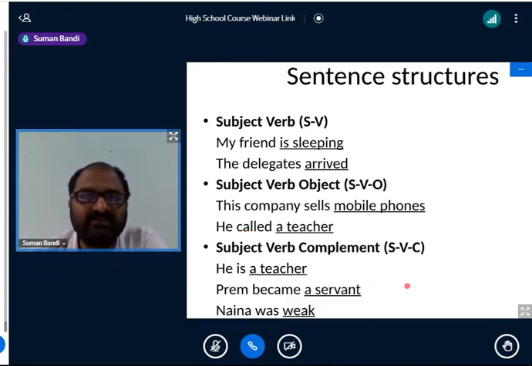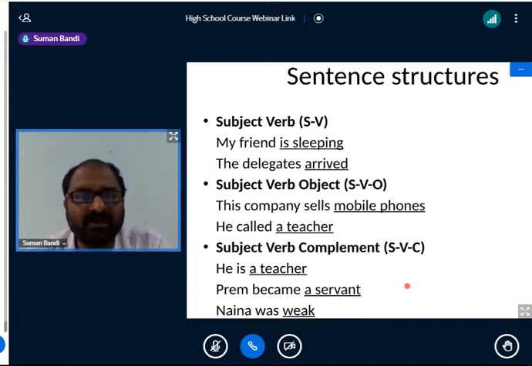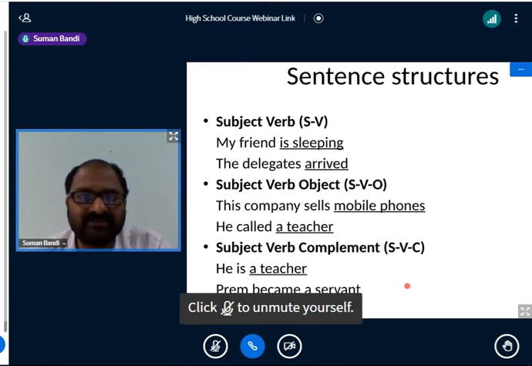So, you can have SV, you can have SVO, after the verb, you can have object. Next is, after the verb, you can have complement, right? First we should understand what is a complement here. A complement can be a noun or an adjective. Which part of speech acts as a complement, means a noun or an adjective. Whereas, for object, only nouns and pronouns act as object. Whereas complement can be a noun, it can be an adjective.